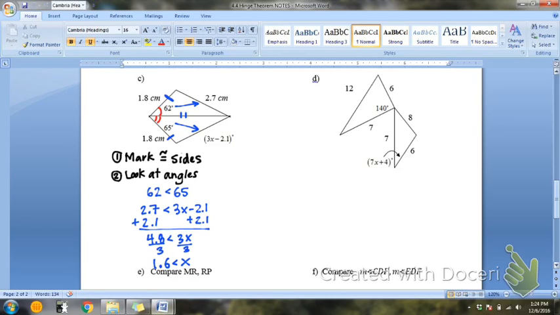You got what? Check it again. 4.8 divided by, do you have 4.8 divided by 3? 4.8 divided by 3 is 1.6. Right? Should be 1.6.